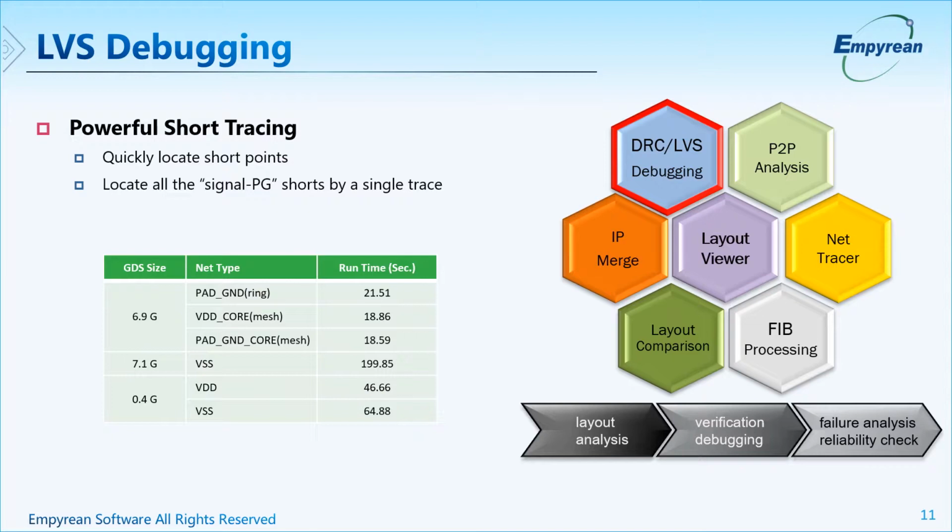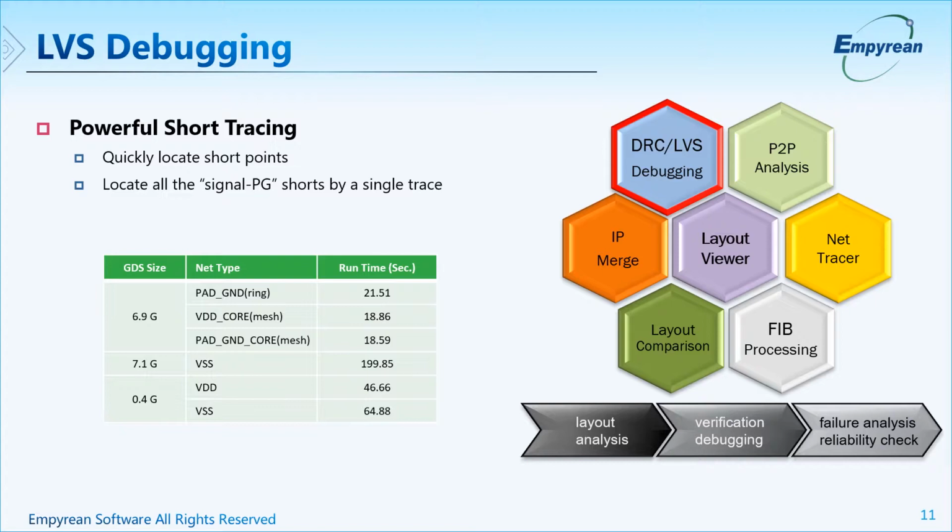benefit from its unmatched tracing speed. LVS debugging is an easy task using Skipper. With today's large design size, short tracing could take a long time, especially when you have signal nets shorted with the PG nets. In Skipper, we can trace all the shorts on a PG net with a single tracing operation. This provides a drastic productivity improvement.